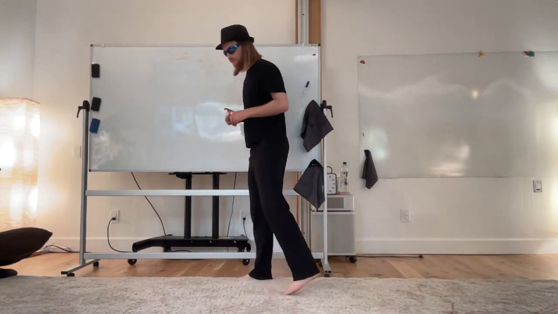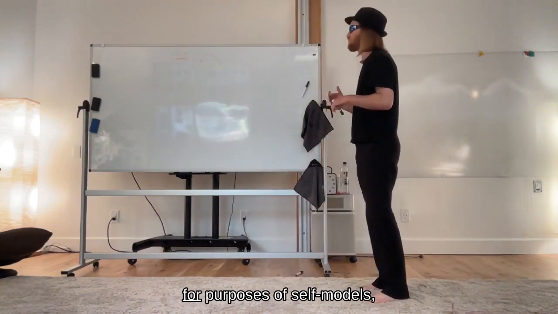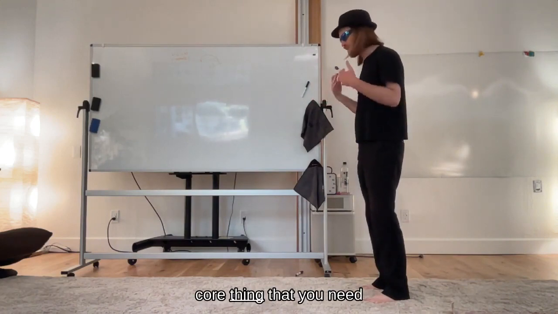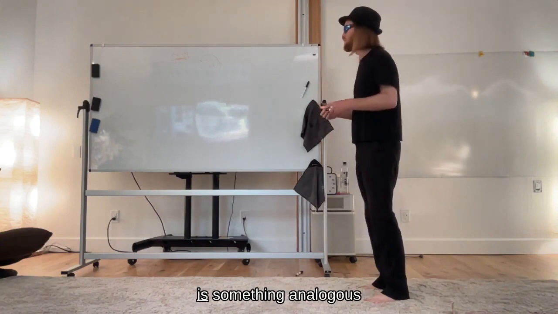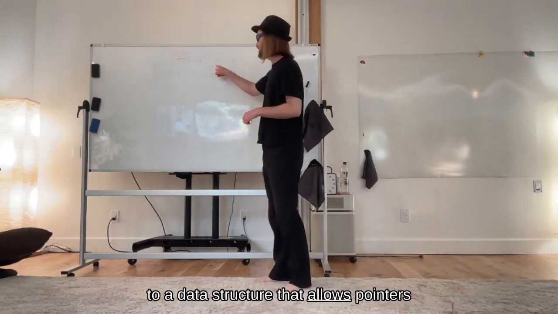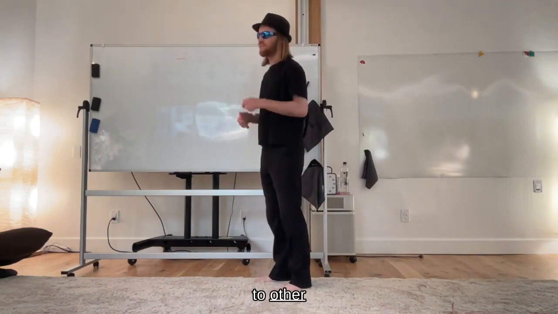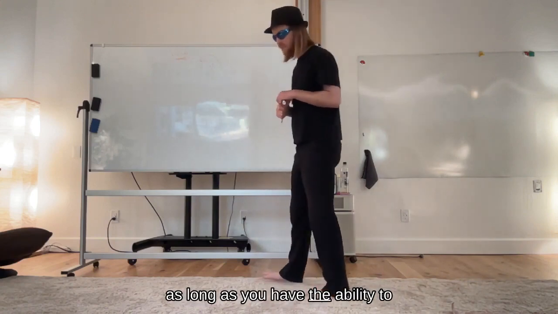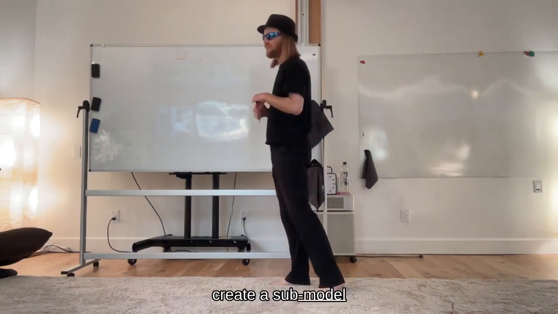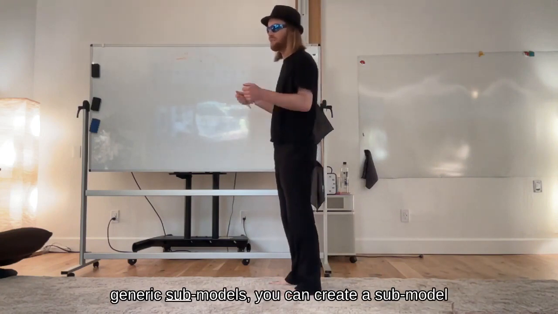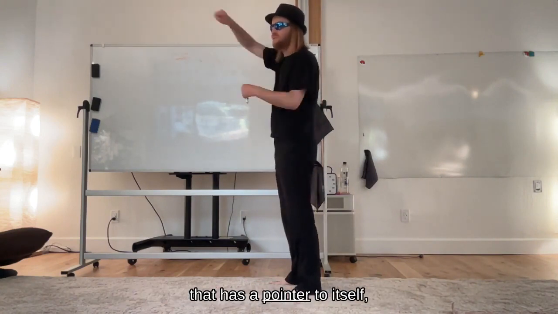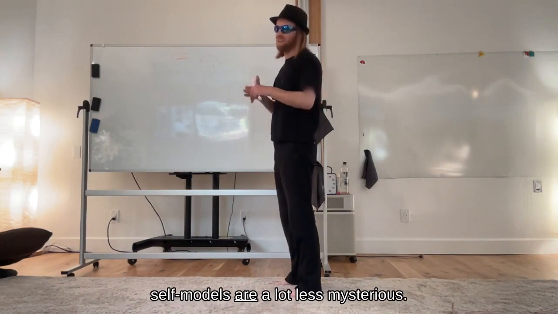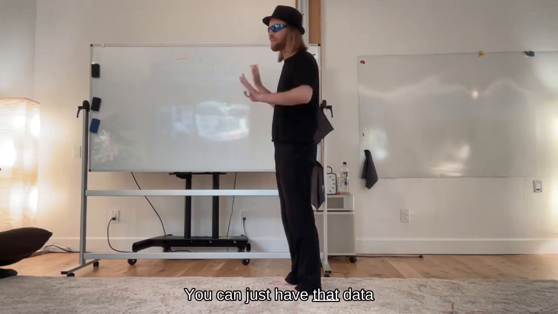Yeah. Right? So for purposes of self-models, the core thing that you need is something analogous to a data structure that allows pointers to other things in the model or other submodels. So as long as you have the ability to create a submodel that can just have a pointer to other generic submodels, you can create a submodel that has a pointer to itself or to something that contains itself. And then suddenly self-models are a lot less mysterious. You can just have that data structure, that's fine.